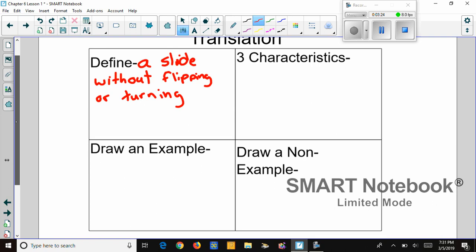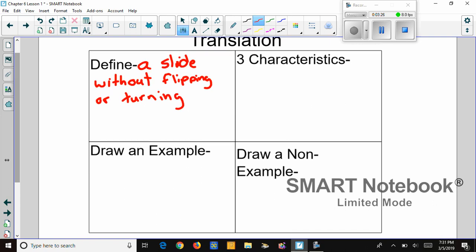You should make this diagram in your notes. I apologize for that Smart Notebook limited mode watermark. If you don't see it on your screen, it's on my screen and kind of in the way of some of this, so I'm going to try to work around it. So first off, to define it again, a translation is a slide without flipping or turning.